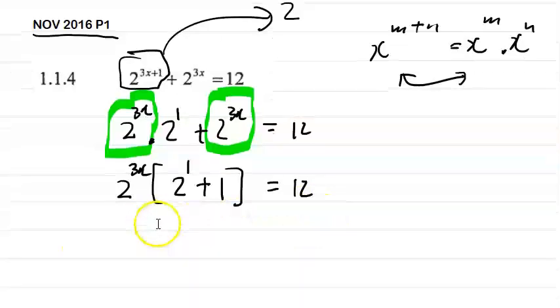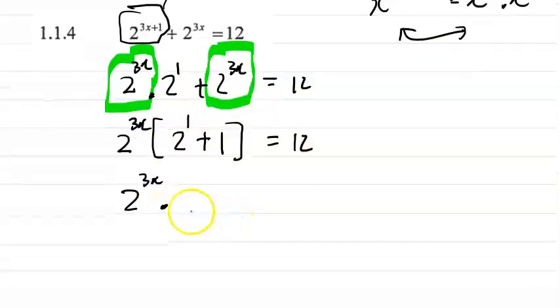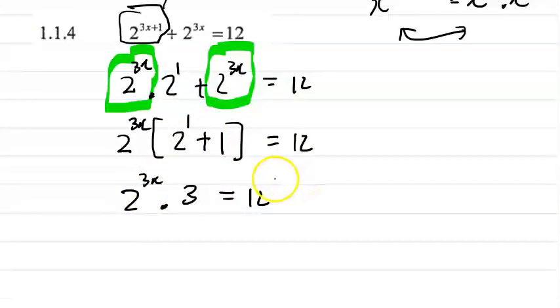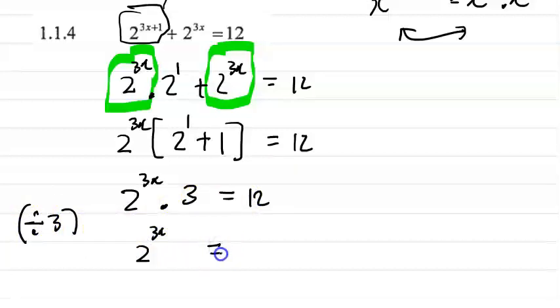So what you got now? Right, you got 2 to the 3x. Remember, when you're solving equations, what you have to do is isolate your x term, and we've done that. So it's now 2 to the 3x times 2 to the 1 is 2 plus 1 is 3 equals to 12. Right, so now we can divide both sides by 3. So if you divide both sides by 3, you will get 2 to the 3x equals to, remember, divide by 3, so that 3 over 3 is 1, right? So 12 over 3 is equals to 4.